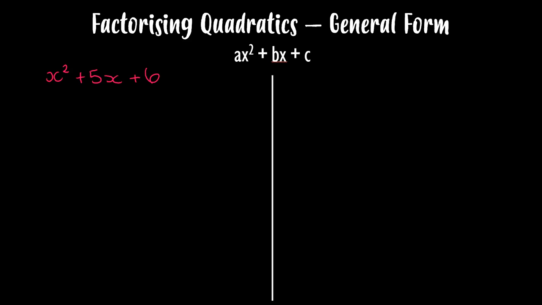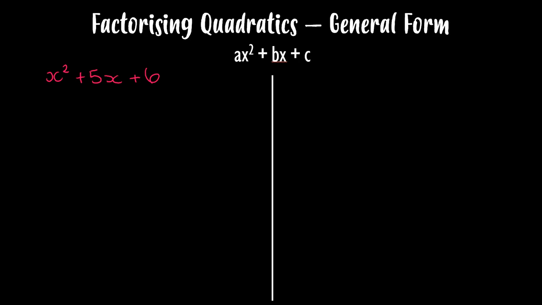Today we're going to look at factorising quadratics in general form. When we talk about general form, we mean ax squared plus bx plus c. Later on, when we're solving, it becomes ax squared plus bx plus c is equal to 0. But for now, we are just looking at factorising, so we'll take it off and leave it in that format. We'll start with a really simple example, x squared plus 5x plus 6.